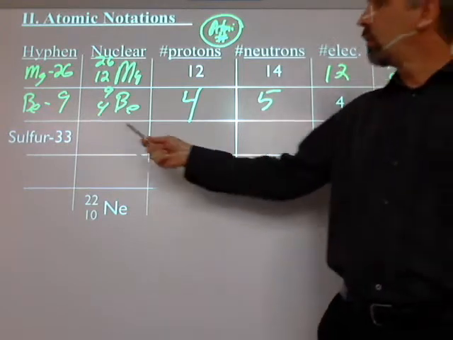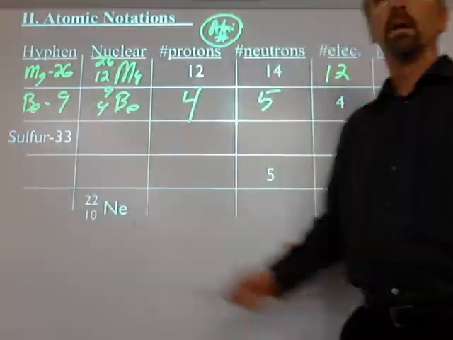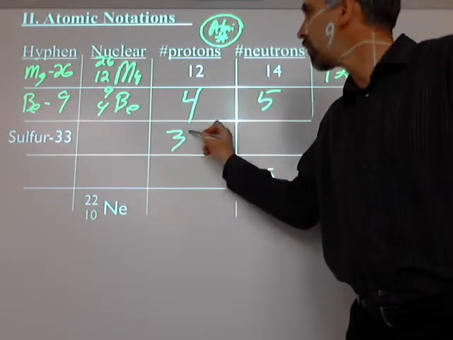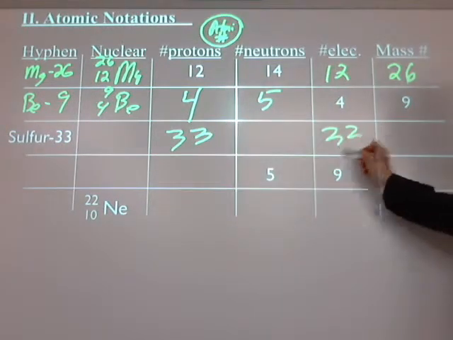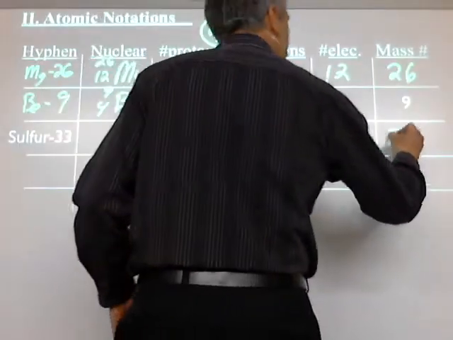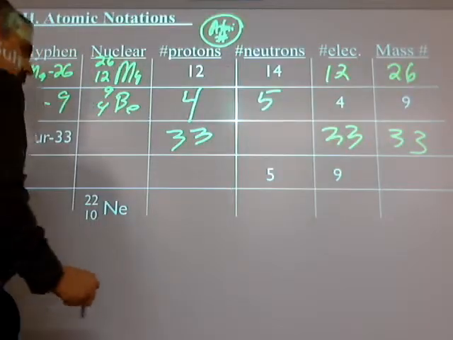Now here I just give you sulfur 33. I know what's going to happen. People will put 33 protons and 33 electrons. Is that correct? No. That's his mass number, 33.